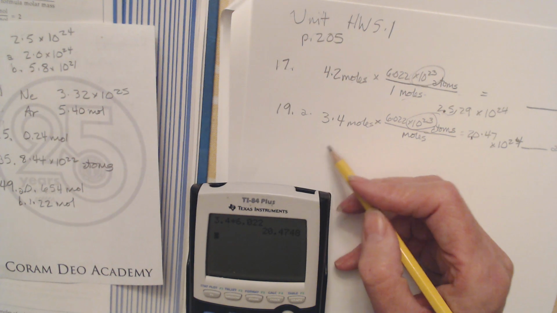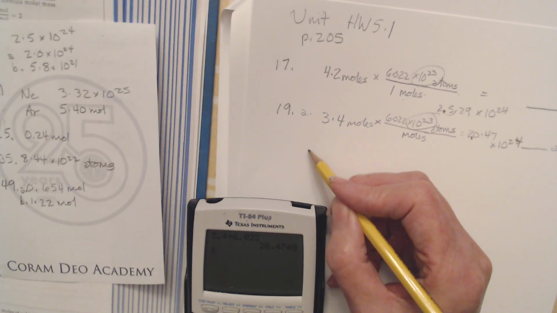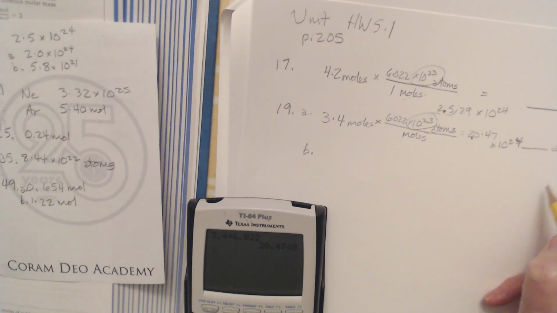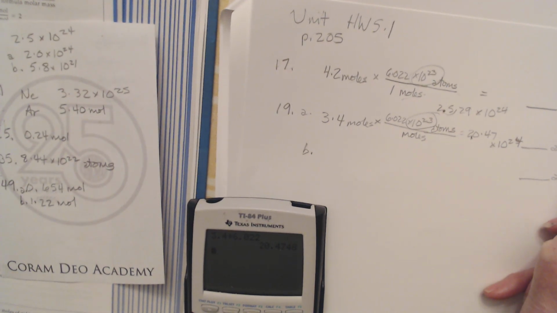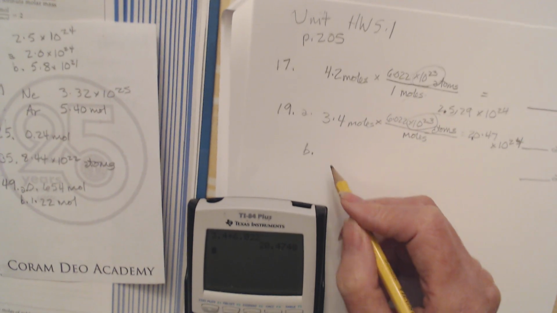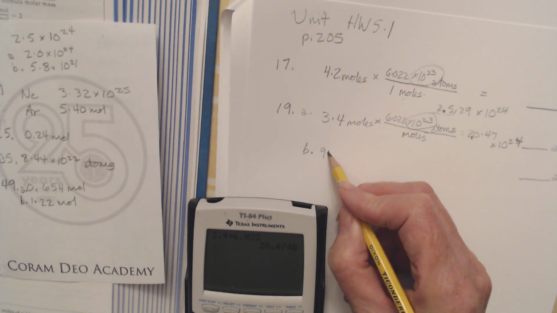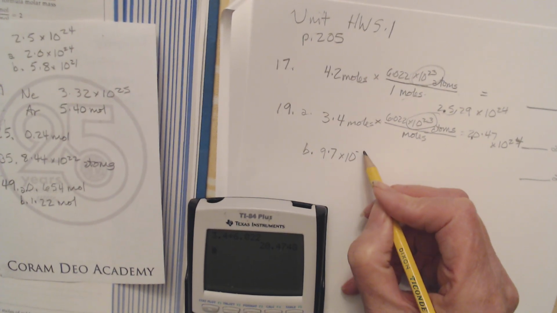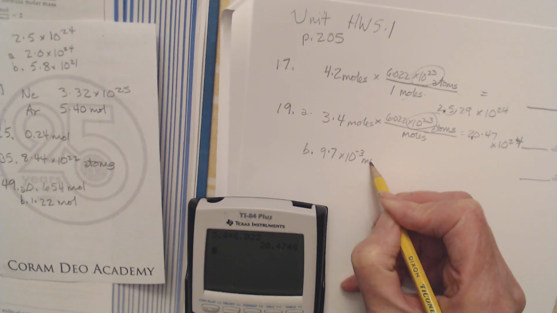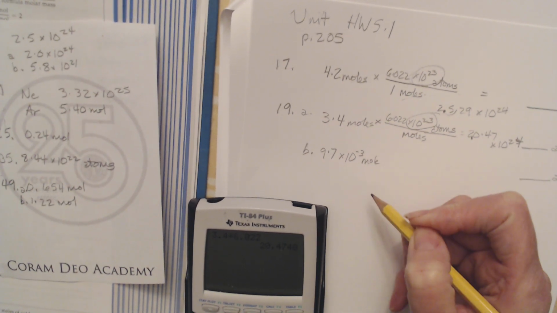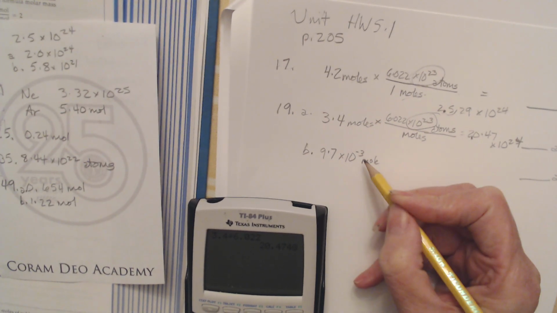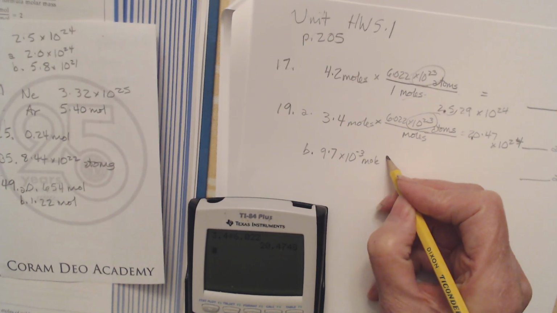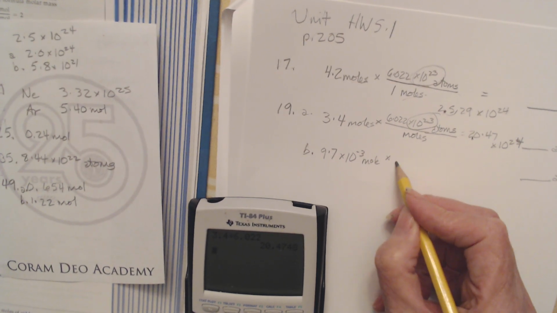It's slightly more interesting. So let's look at B. Again, I'm asked for how many atoms. My starting point, though, is 9.7 times 10 to the negative 3 mole. It's carbon, that doesn't matter, but we've got scientific notation for the first time here. But the process is still exactly the same.